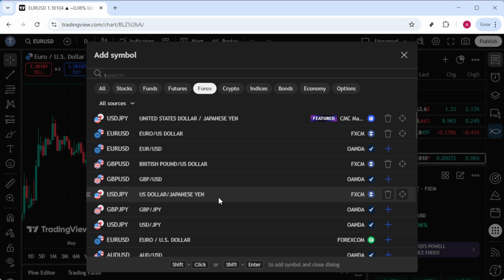For demonstration purposes, let's select Forex. You'll then select a specific Forex pair. In this example, we'll go with USD JPY. Click on the plus sign beside the pair to add it to your list of tracked symbols. Once you've selected USDJPY, you'll want to view more detailed data.